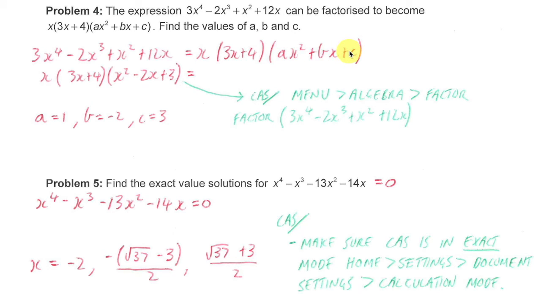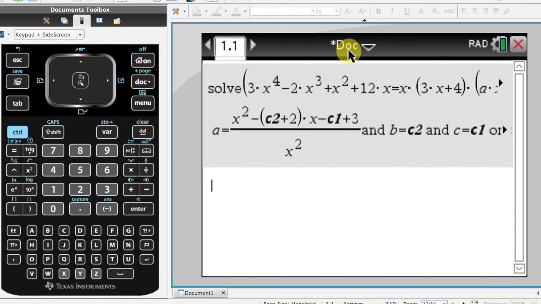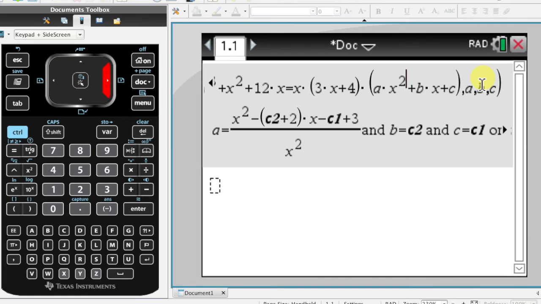So on your CAS calculator, it might be tempting to come up with this. Menu, algebra, solve, we've got the quartic equaling x multiplied by the linear factor multiplied by, and I'll move across, the quadratic trinomial a x squared plus bx plus c, and we want to solve for a, b, and c. This is what the calculator will give us, and it's not very useful.